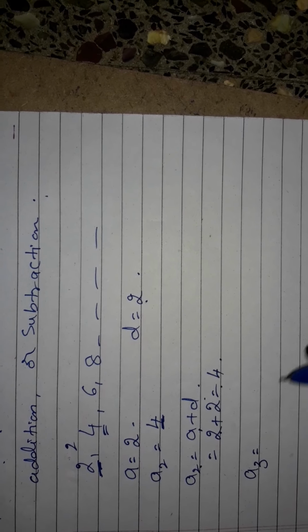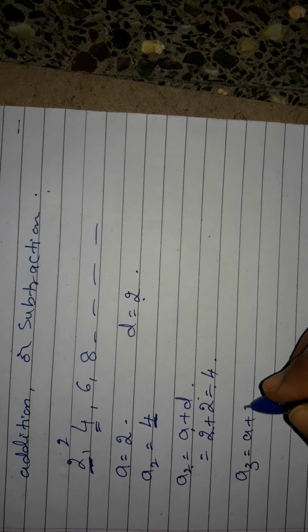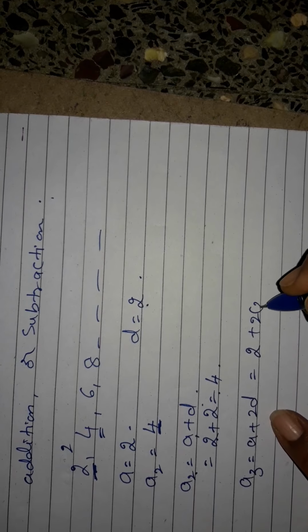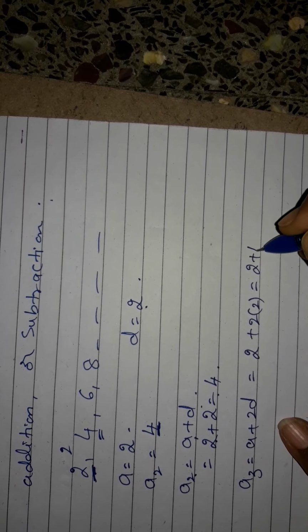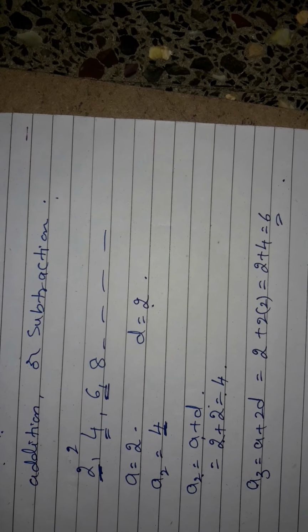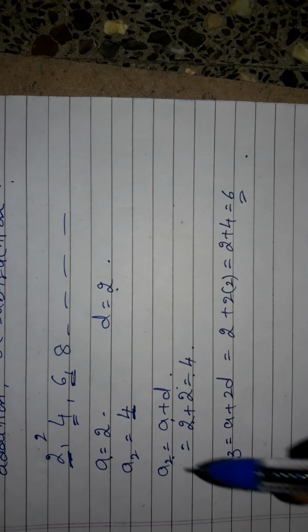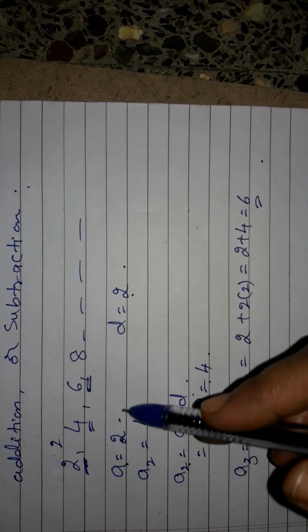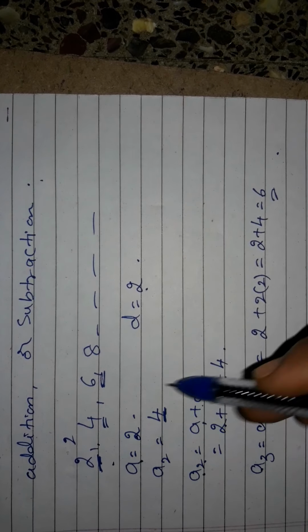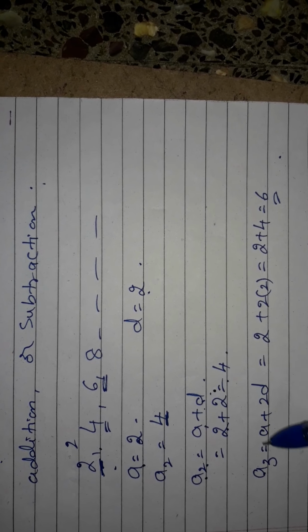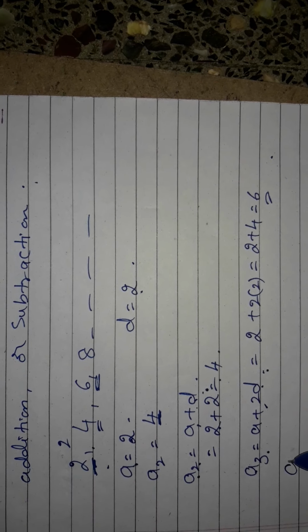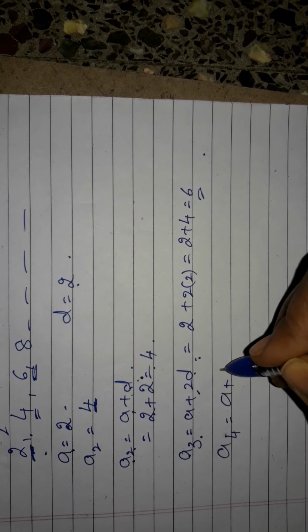a3 is equal to a plus 2d. Here a means 2, so 2 plus 2 into the common difference 2, that is 2 plus 4, equal to 6. So a3 is equal to 6. Understood? The first term is a equals 2. The second term is obtained by adding the common difference to the first term. The third term is a plus 2d, so we have to add the difference 2 times. Like this, a4 is equal to a plus 3d.